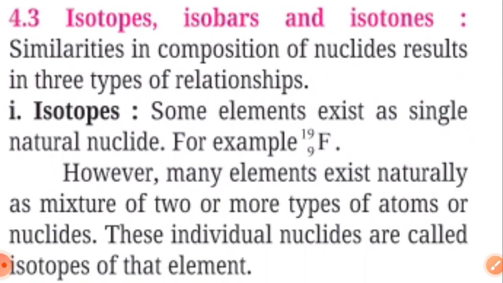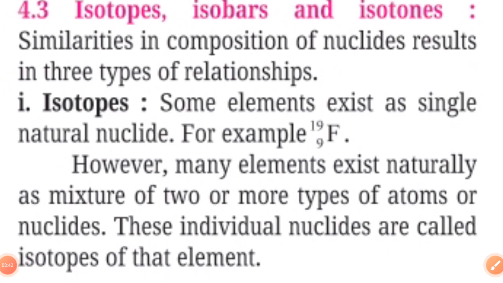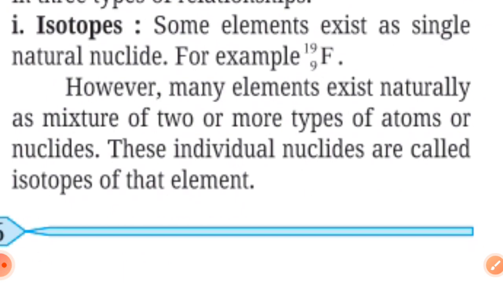4.3. Isotopes, isobars and isotones. Similarity in composition of nuclides results in three types of relationships. First, isotopes. Some elements exist as a single natural nuclide, for example, 19 fluorine 9. However, many elements exist naturally as a mixture of two or more types of atoms or nuclei. These individual nuclides are called isotopes of that element.